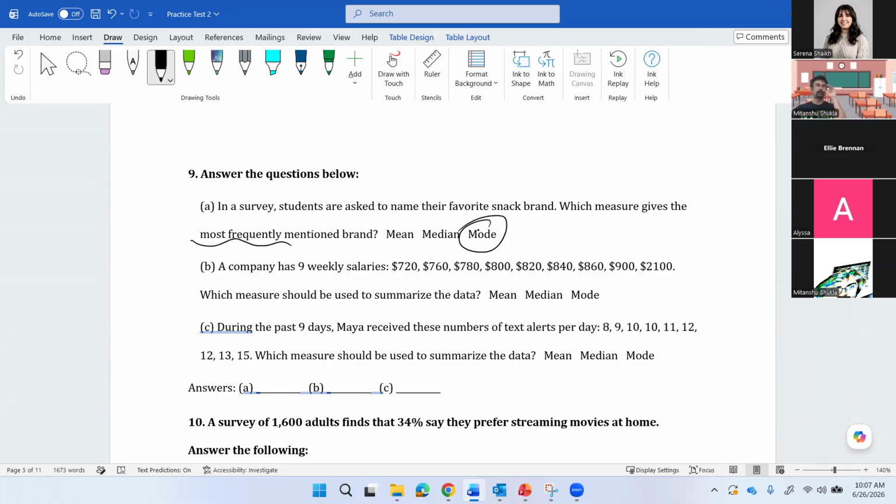Okay. B, a company has 9 weekly salaries. These are the salaries. Which measure should be used to summarize this data? Mean, median, or mode? What do we think here, guys? I want to know from you guys. Should we use mean, median, or mode here? Is it median? Okay, tell me why you picked that, Alyssa.